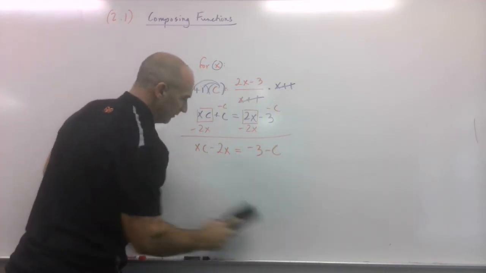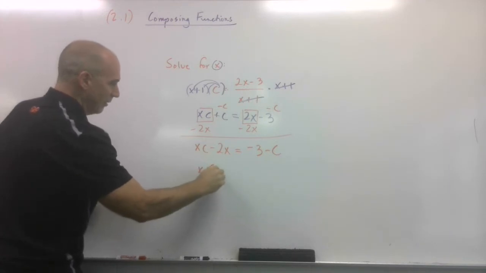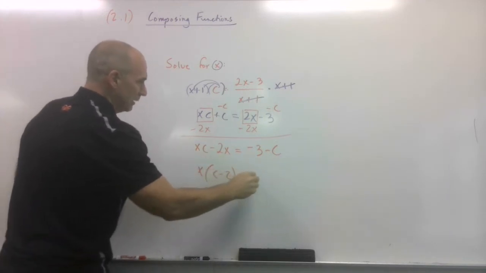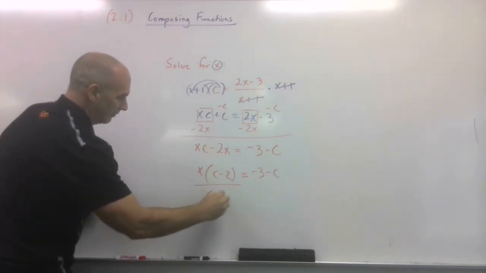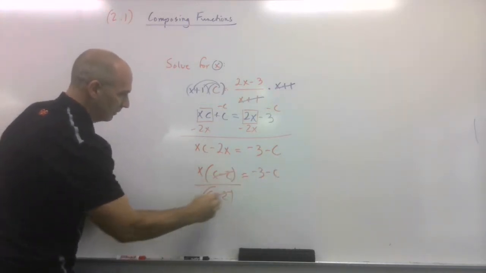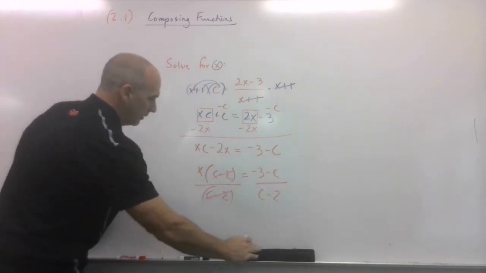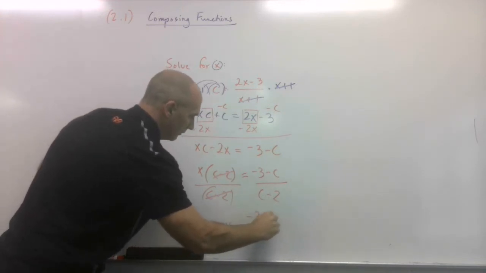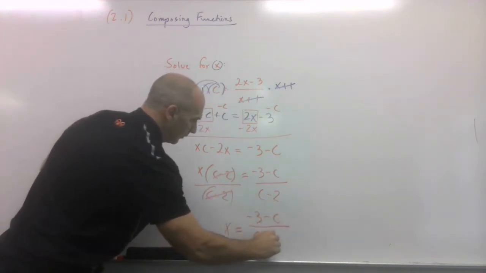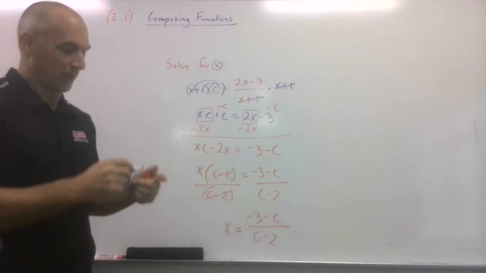Now I'm going to erase this here. Look at, I got x here, so take an x out: x times c minus 2 equals negative 3 minus c. I'm going to divide by c minus 2, because those will cancel. I could put parentheses around there. And now I'm done. x equals negative 3 minus c all over c minus 2. And there it is. I solved for x.